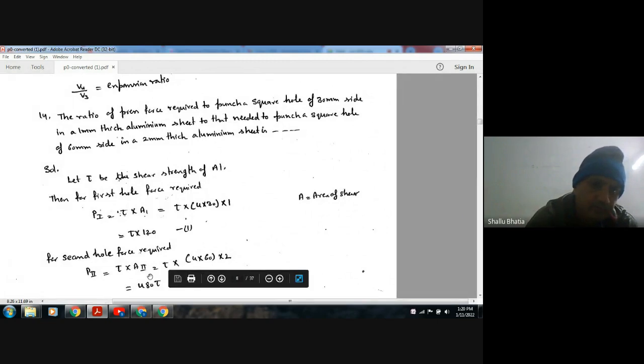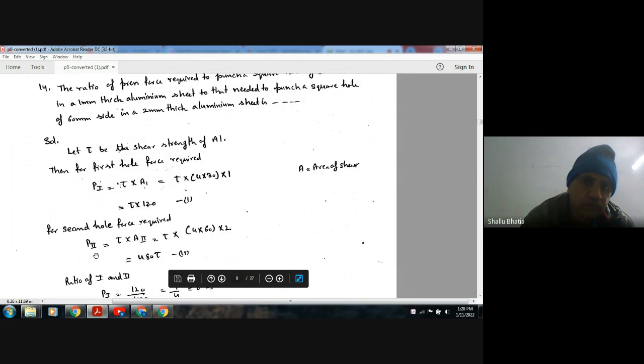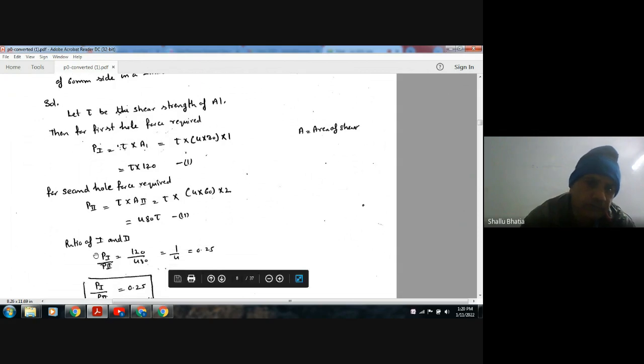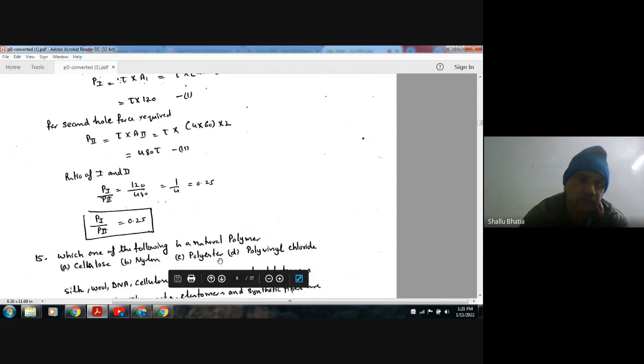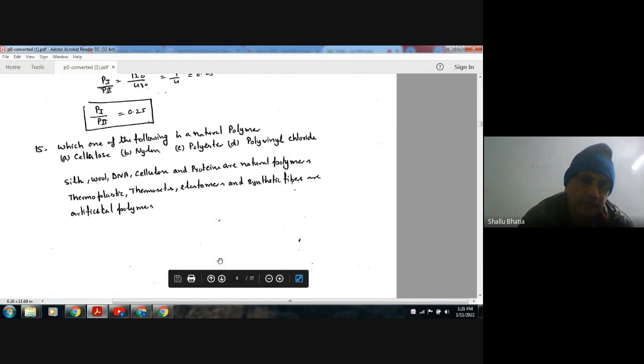Okay, as the material is the same, tau is also the same, the shear stress to cause the hole is the same. So this is force P1 and this is force P2. Now the ratio of the first force to the second force is 120 by 480. This is 1 by 4, that is 0.25. Answer is 0.25.